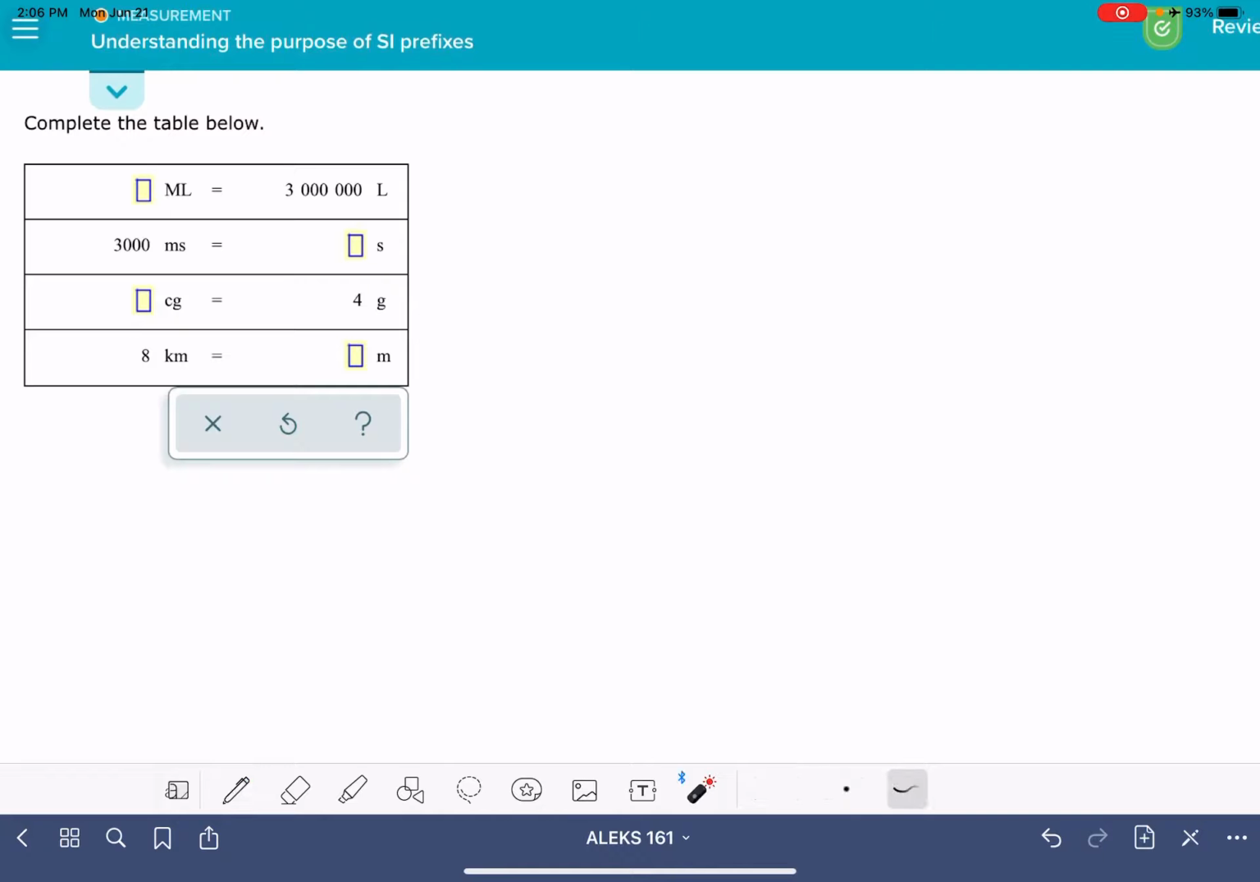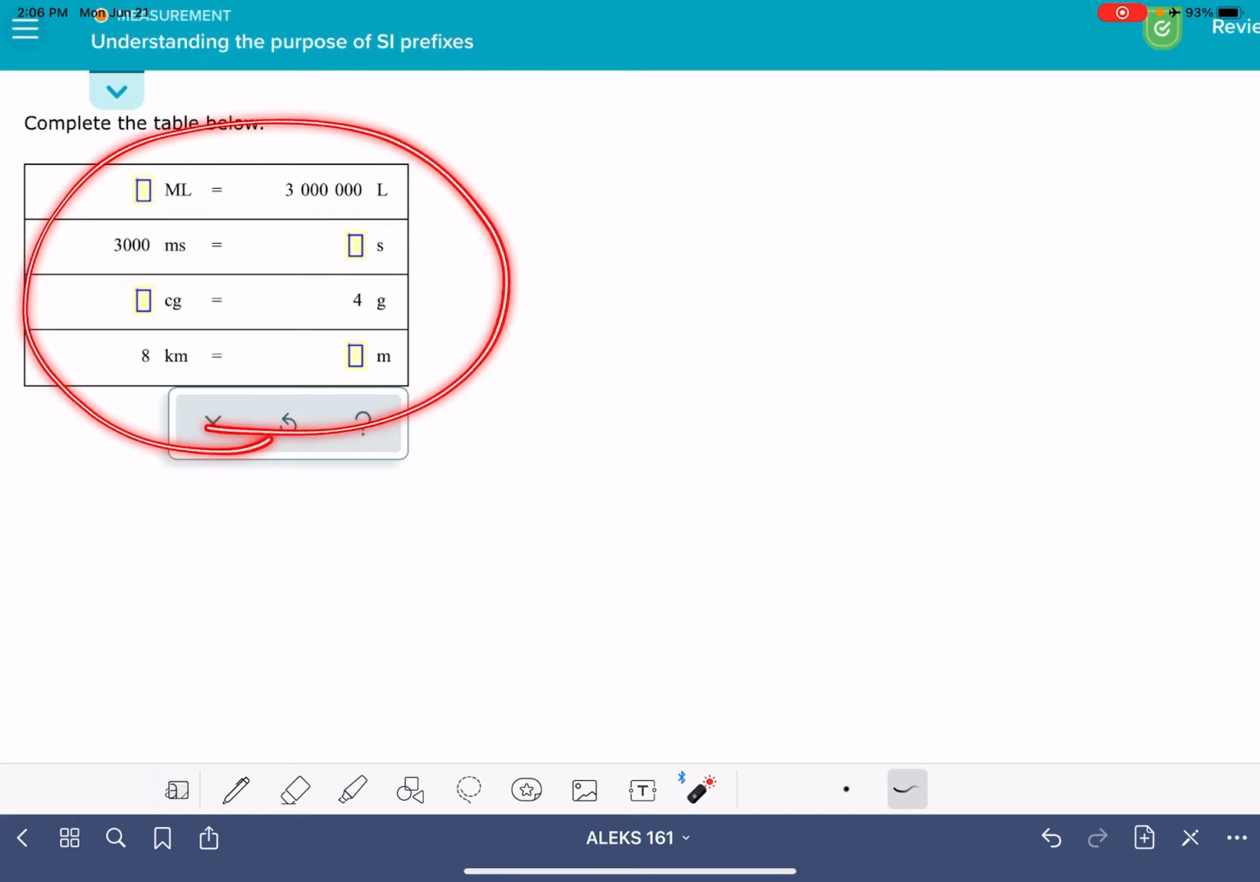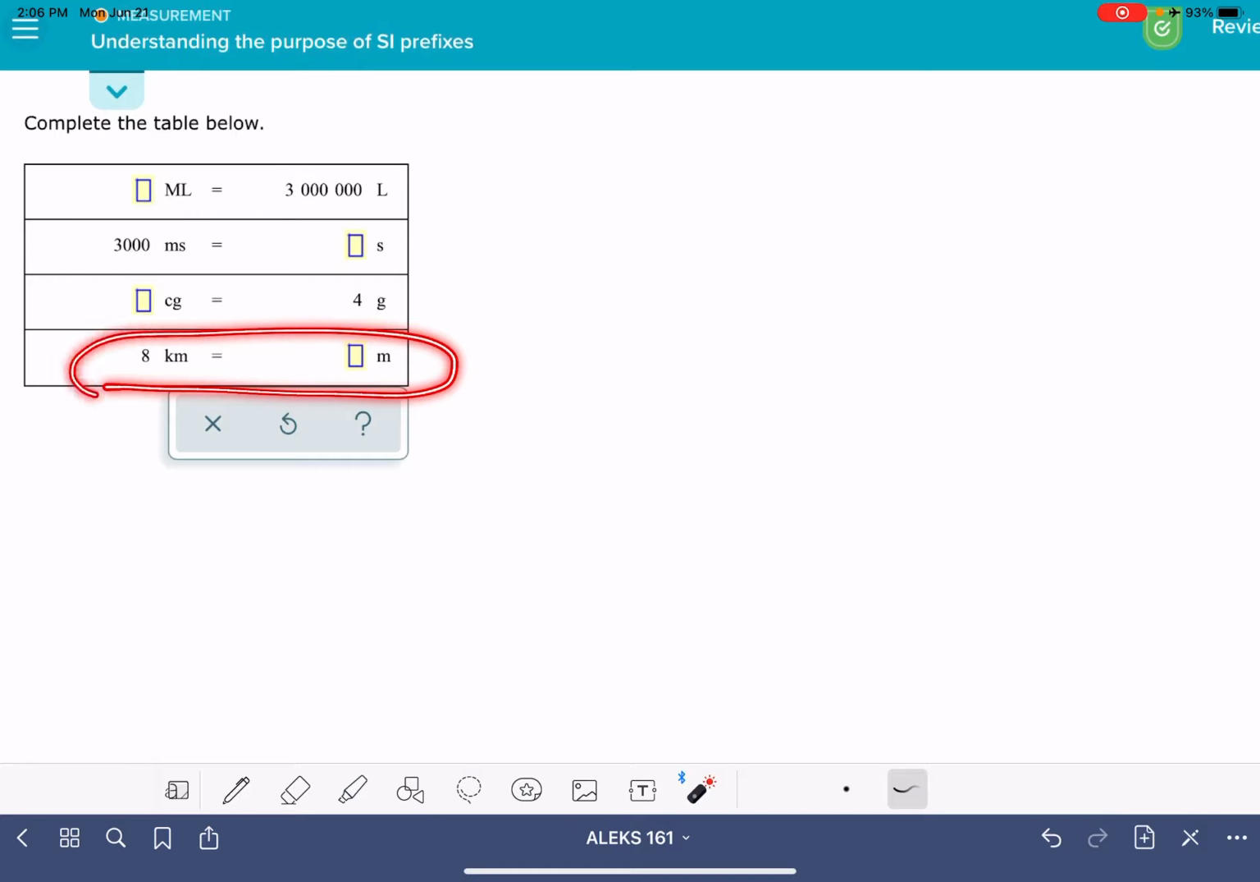In this video, I'll show you how to solve the ALEKS problem called understanding the purpose of SI prefixes. Depending on how comfortable you are with the prefixes in the SI system, you might be able to just fill this table out by looking at the problem and understanding how the prefixes work. For example, this part of the problem says 8 kilometers is equal to how many meters, and you might be familiar enough with the kilometer unit that you can just fill that in. And if that works for you, that's fantastic.